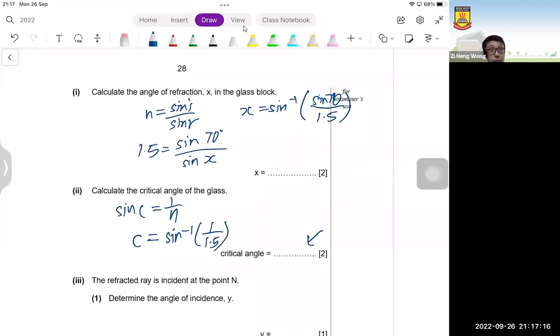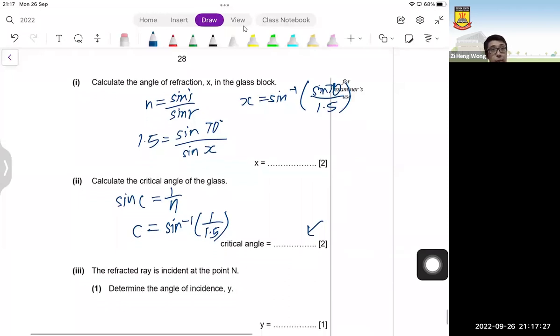Key thing to take note of for pure physics: all your answer blanks have no units. So you need to go and write your units yourself. If you never write units, you'll lose a mark here, lose a mark there, lose marks everywhere. So make sure you have your units. The critical angle will be an angle, so it will be in degrees.